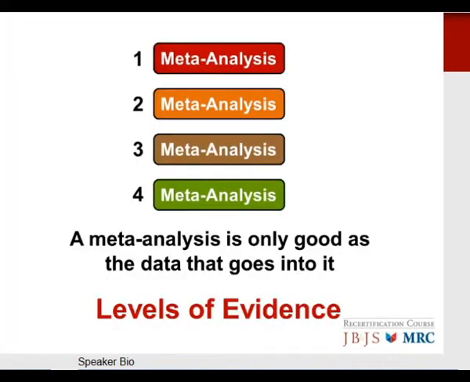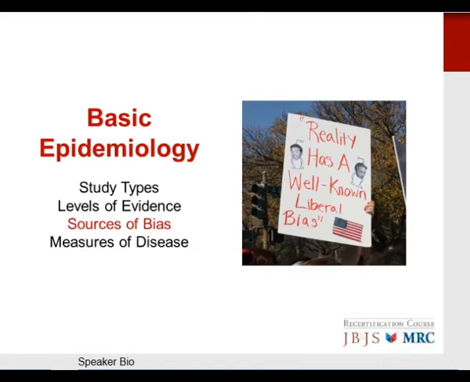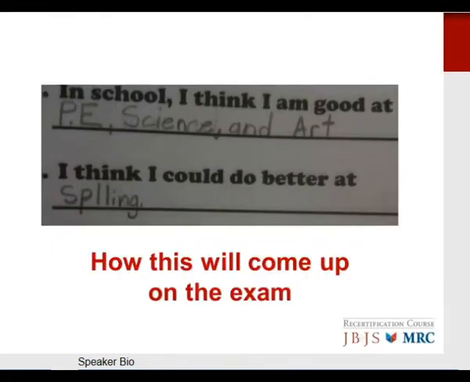A question that may theoretically come up is a meta-analysis is only as good as the data that goes into it. So if you have a level 4 study, you do not think that a meta-analysis is automatically level 1 if they've included a lot of level 4 data. If they include level 4 data, it suddenly falls to level 4 evidence. Sources of bias. How this will come up on the exam.